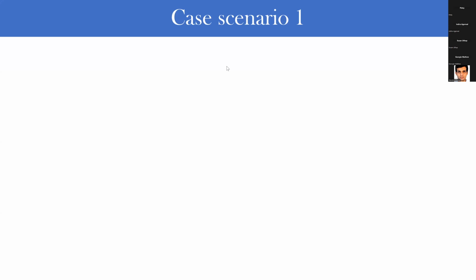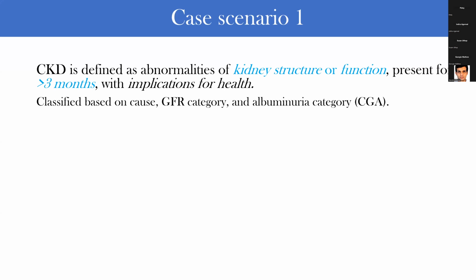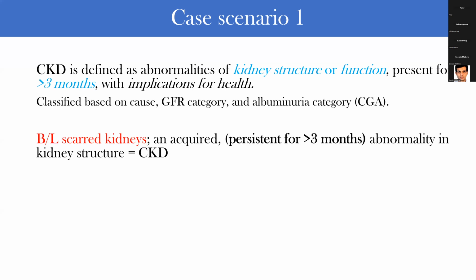As defined by KDIGO, chronic kidney disease is defined by abnormality in kidney structure or function, which has been present for more than 3 months with implications for health. These are further classified based on cause, GFR category, and albuminuria category. So this patient has bilateral scarred kidneys. That means there's an acquired abnormality which has been persistent, because scars are usually permanent in the kidney, and it is persistent for more than 3 months, an abnormality in the kidney structure.